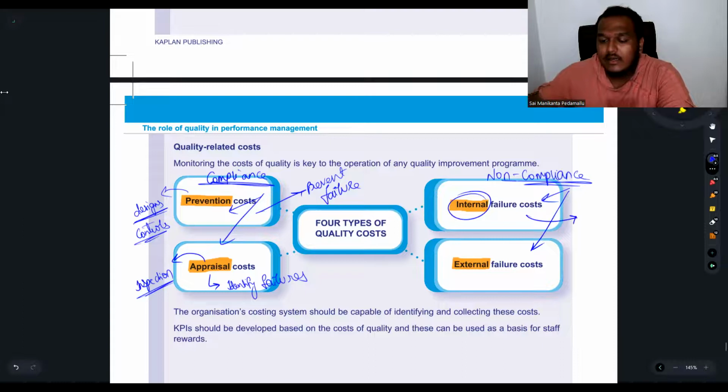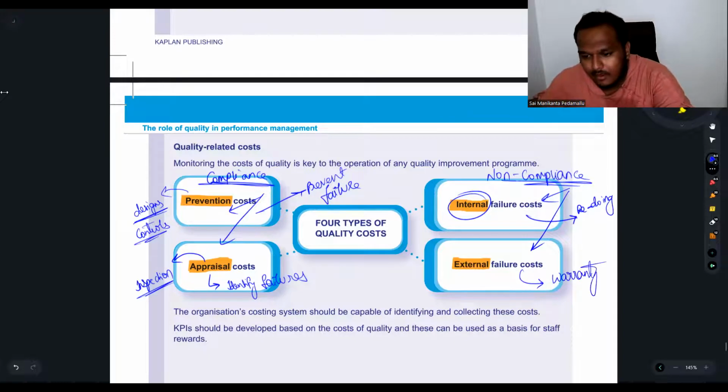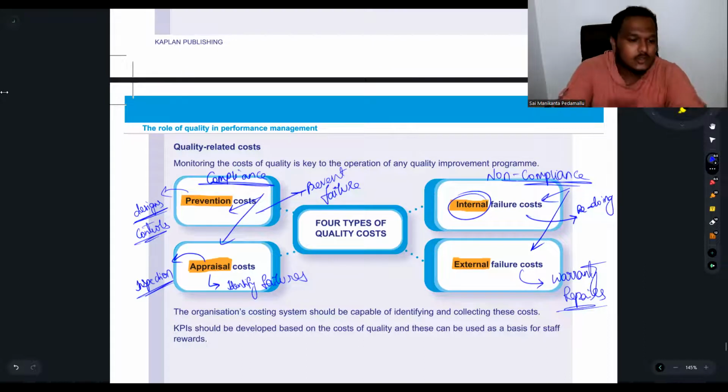So these are like redoing the production process. Suppose a product is bad, so we try to repair that within the factory and then send it to the user. External failure means warranties and repairs. So those are your 4 costs associated with quality.